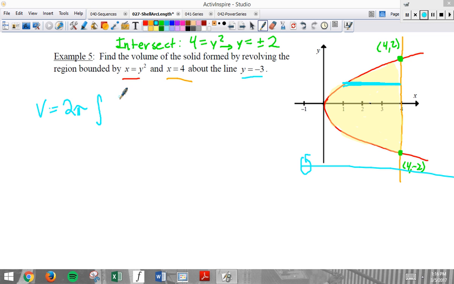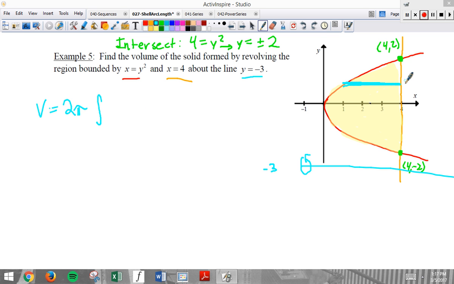All right, the radius: the rectangle's position is at x, and this line's position is at negative 3. So we're going to use a top minus bottom approach. X minus negative 3, times, how tall is the rectangle? Right minus left. It should be 4 minus, now what am I doing with respect to? Oh, you guys aren't here to correct me.